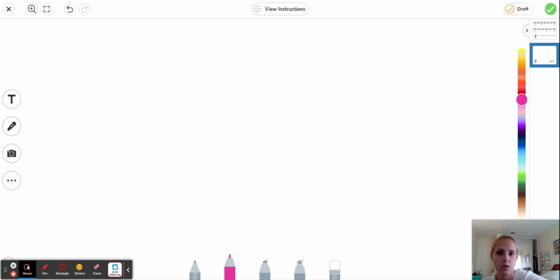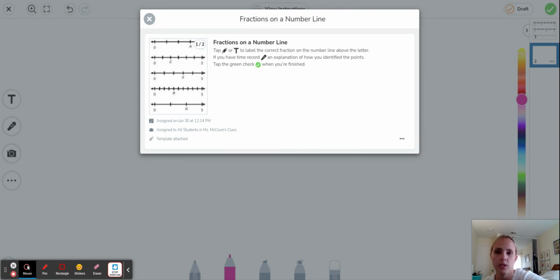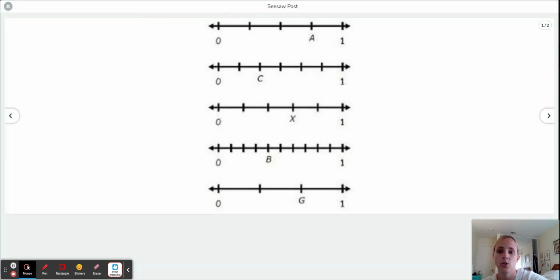So you will be going on to Seesaw, and what you will be doing is identifying fractions on a number line, number 0, what numbers are in between 0 and 1. So you'll click on it. On the first line, you see 0 through 1, and it's broken into fourths, and you'll see A is labeled. They want you to figure out what number A represents. What number does that line represent?